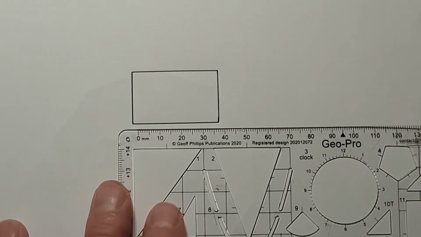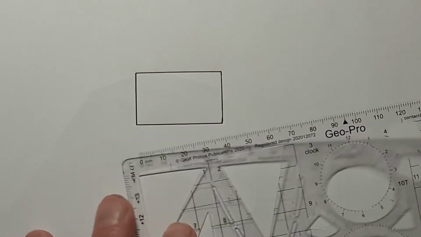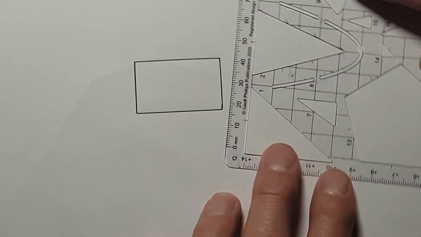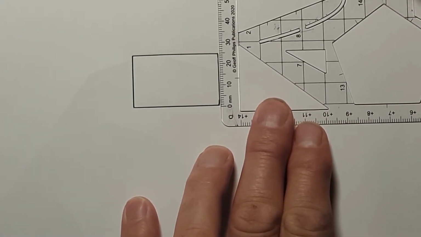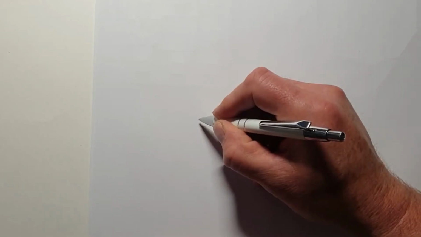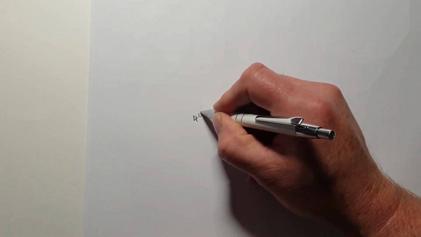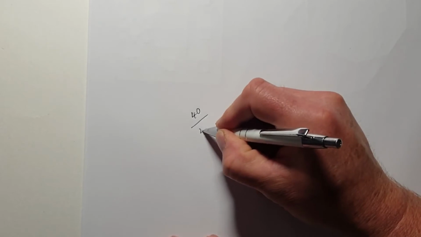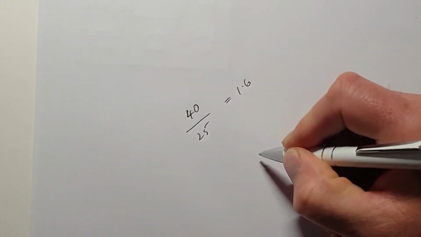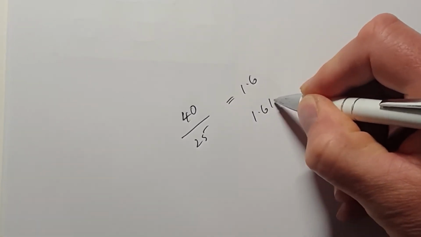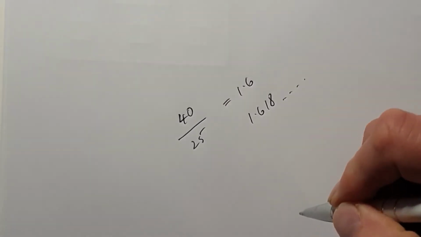The measurements are 40 millimeters by, I think that's about 25. If I divide the longer side length, the 40 millimeters, by the shorter side length, 25 millimeters, that actually works out to 1.6, which is pretty close to the 1.618 that is the golden ratio.